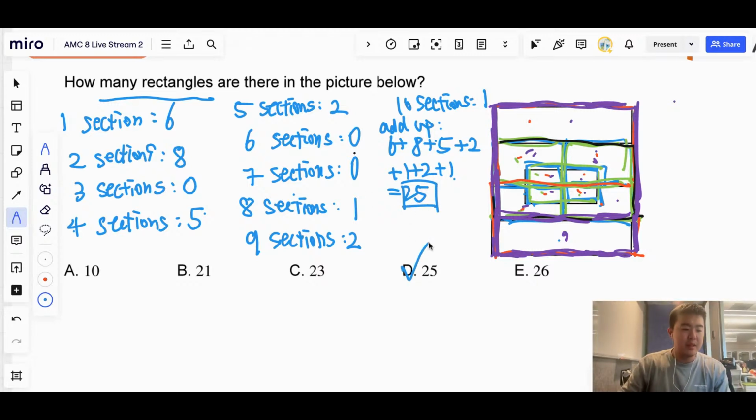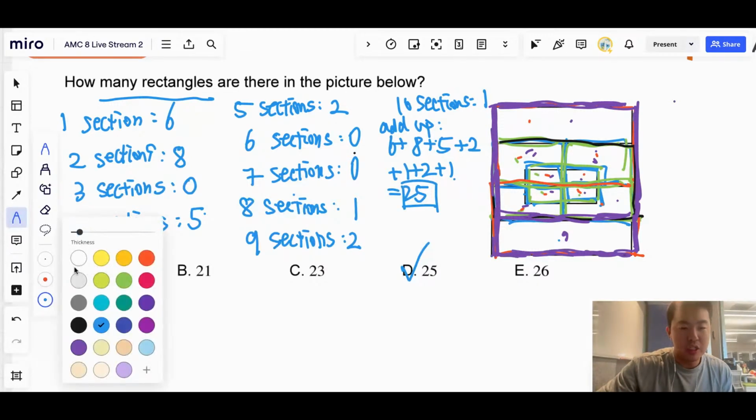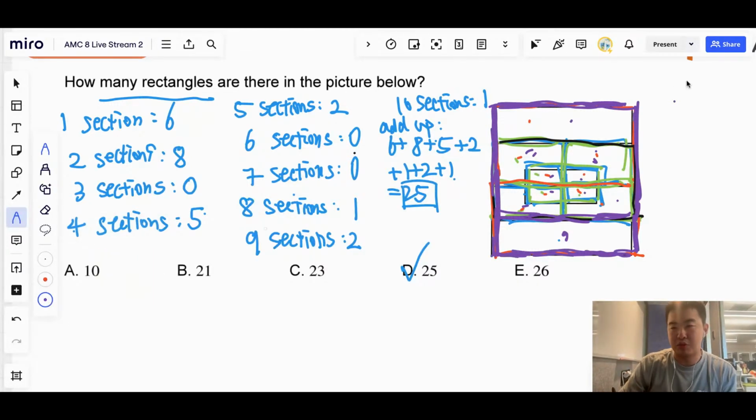That's option D, okay? So again, let's do a quick review of a problem like this. You see there are 25 rectangles in this picture. So it's really important that you keep track and keep the classification of your rectangles consistent. Otherwise, you may get lost in the middle and not know which one is counted and which one is not. So one of the good ways is to classify all these rectangles by the number of sections they have. So that's for this problem.